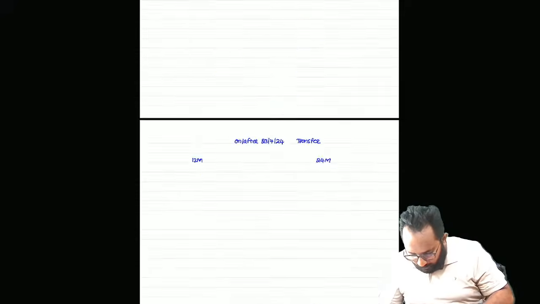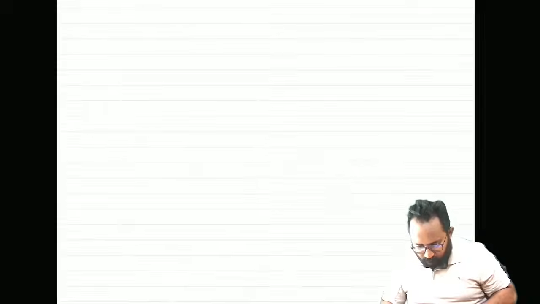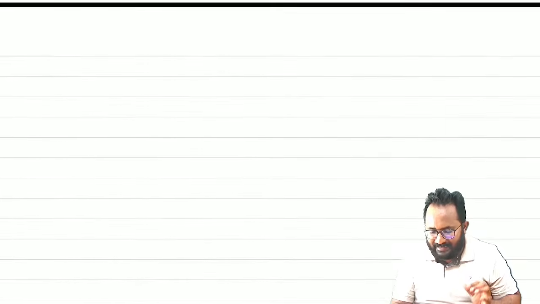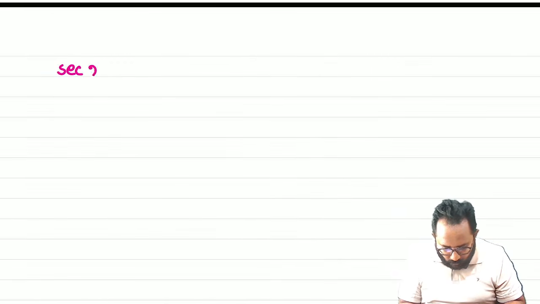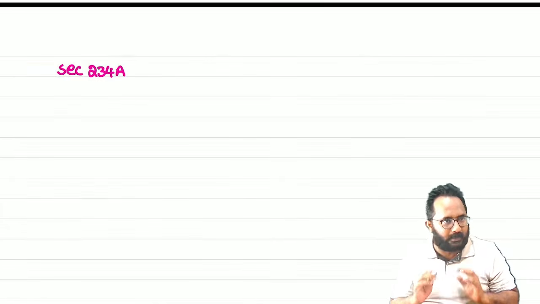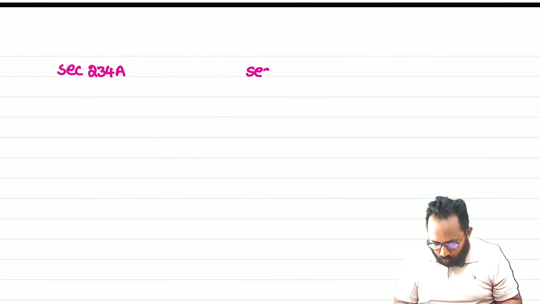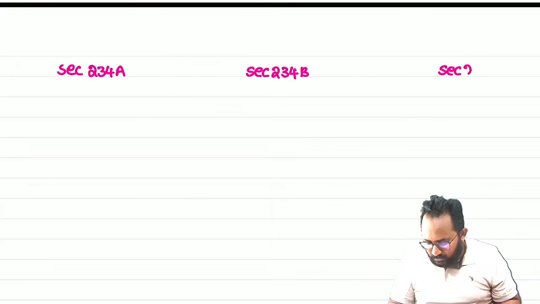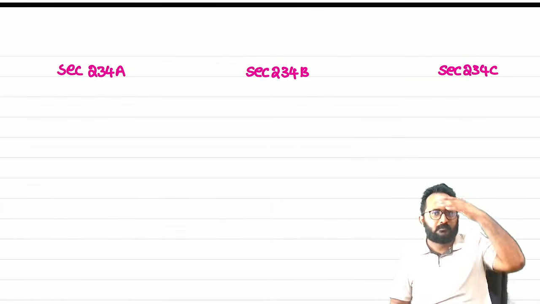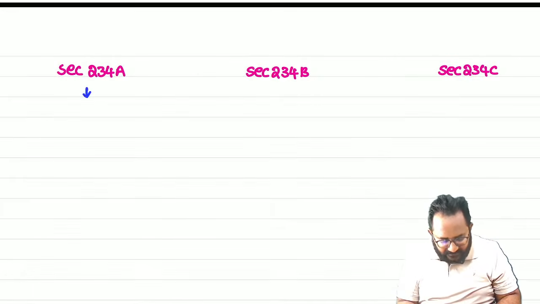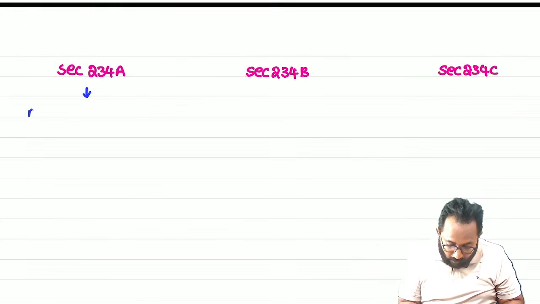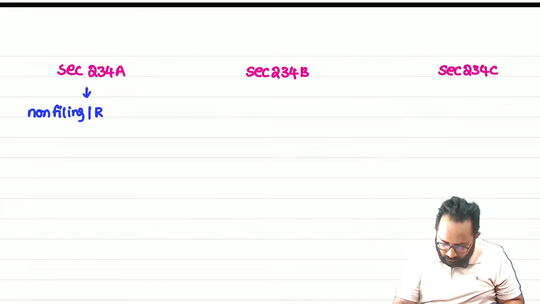Now listen carefully, all of you. Now we have 3 interest provisions in this chapter. What are the 3 interest provisions? Section 234A, very important provision. And section 234B. Next, section 234C.